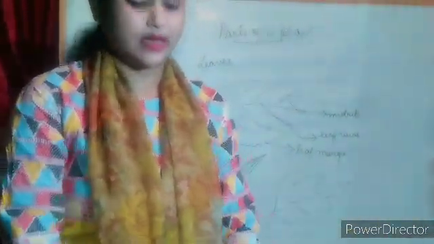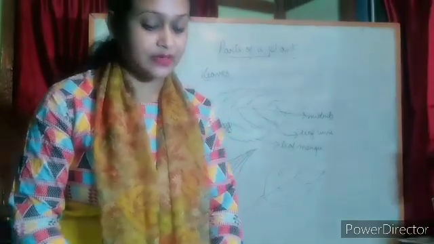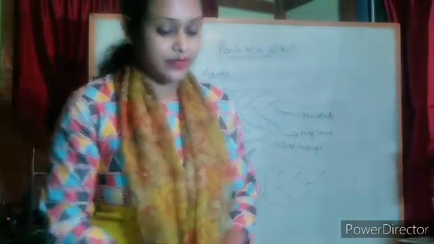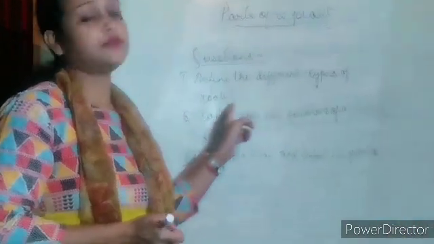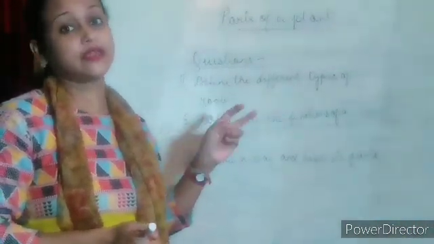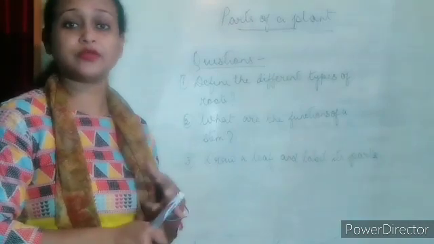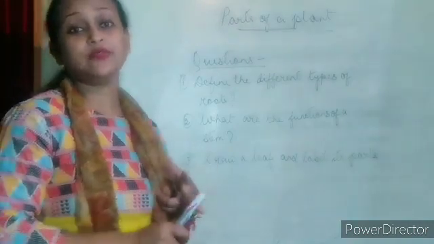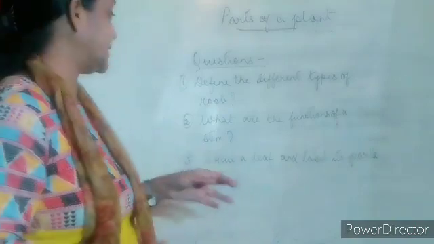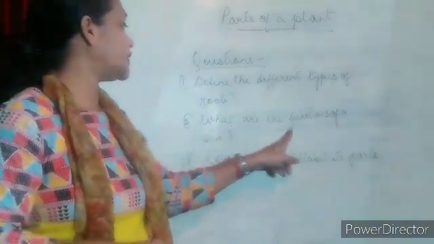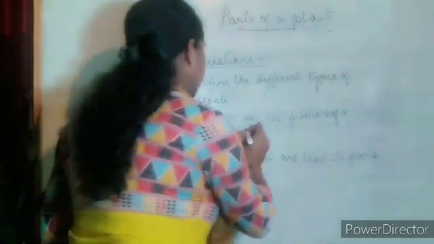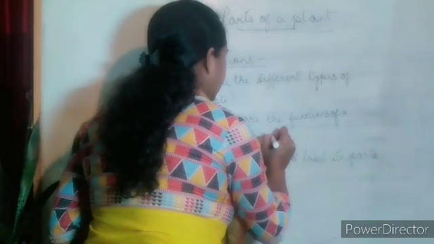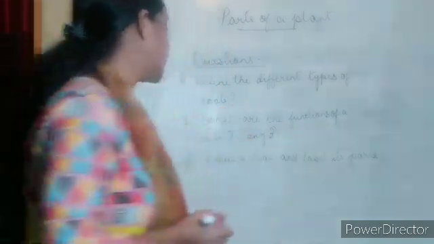I'll give you some questions for your assignment, that's for your homework. So with this we'll conclude. Let's see the questions. Define the different types of roots. I have already discussed that roots are of two types, taproot and fibrous root. You will define what is taproot and what is fibrous root with an example. Next, question number 2 is, what are the functions of the stems? Four functions I have discussed. From there any three you can write.